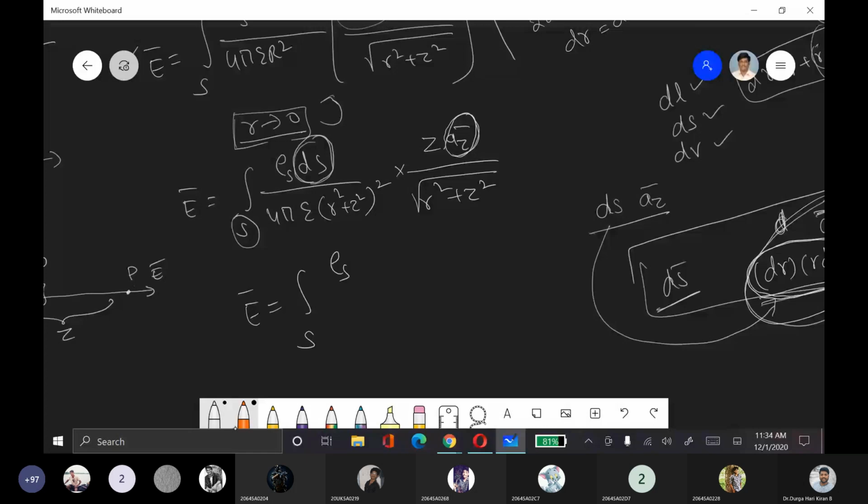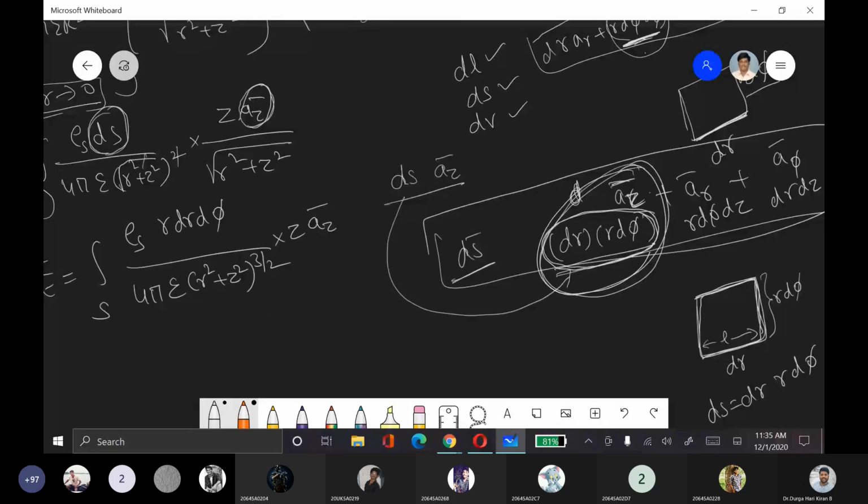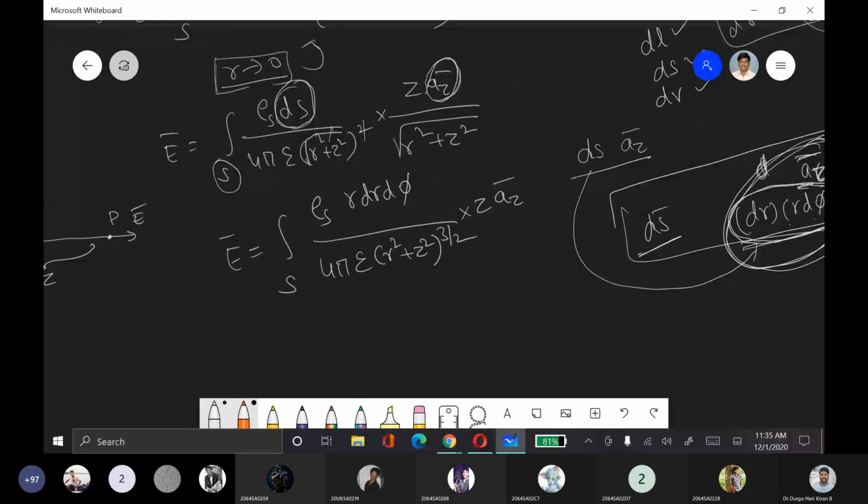by 4 pi epsilon (r square plus z square) to the power 3 by 2. This one cancels, 3 by 2 into z az bar. Instead of ds bar, what I can write is the surface area which is related with az bar, that is dr into r into d phi. That is what I am writing here. So E bar is equal to rho s r dr d phi by 4 pi epsilon (r square plus z square) to the power 3 by 2 into z az bar.